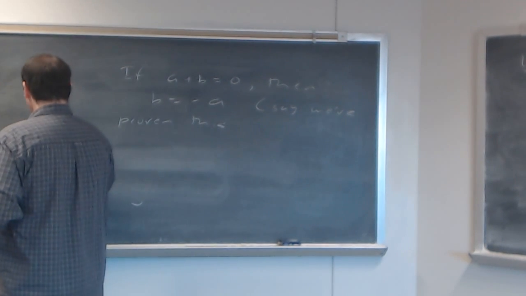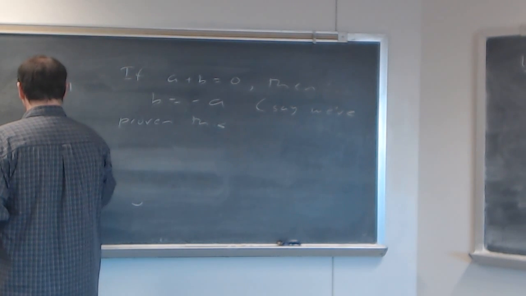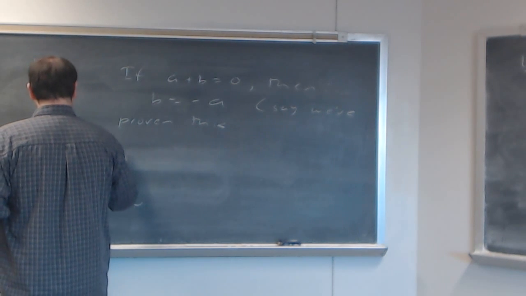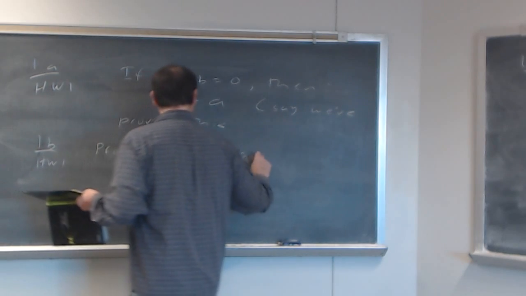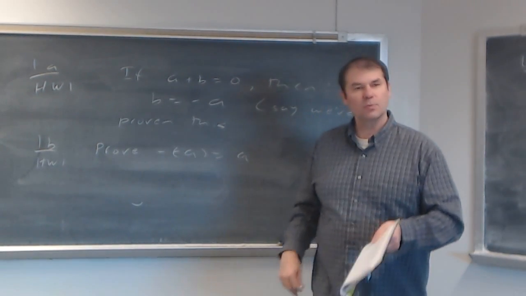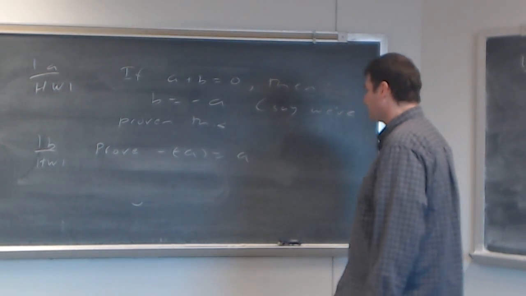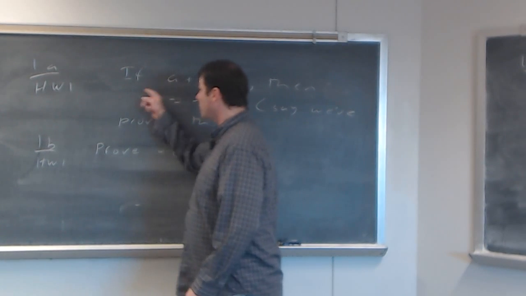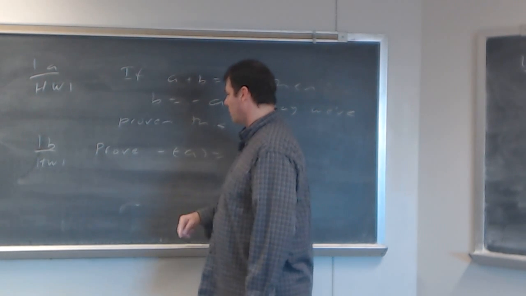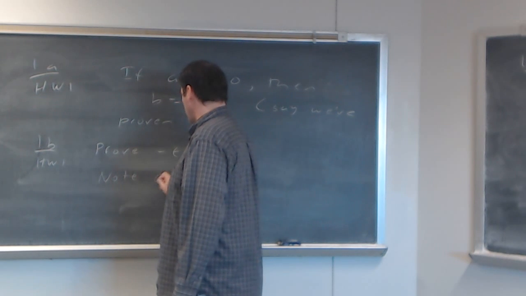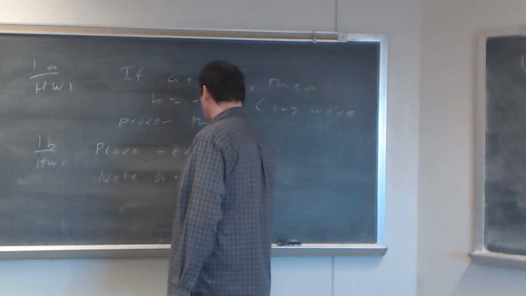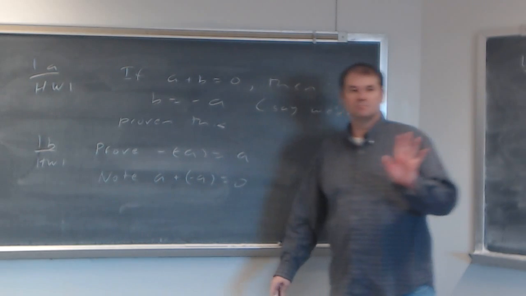Then for part B, it says prove that minus minus A equals A. So I'm going to prove this. Here's the way I'm going to prove it: I'm going to use part 1A to prove 1B. And the way I'm going to do it is the following. Note, one thing I know is that A plus minus A equals 0.